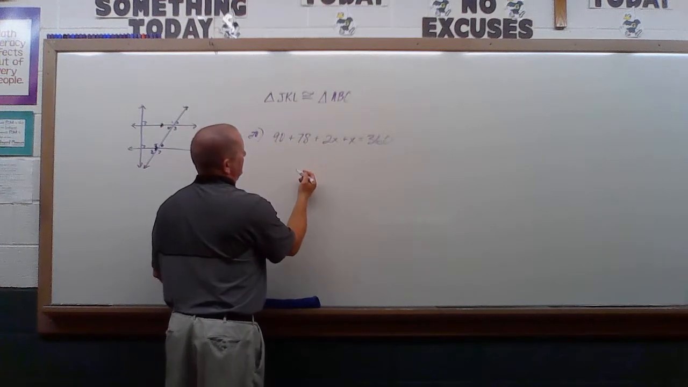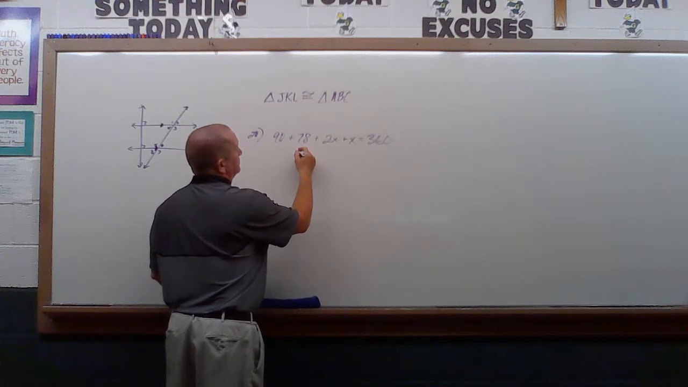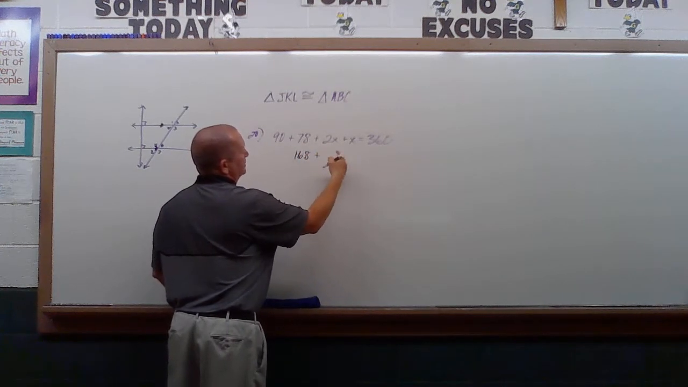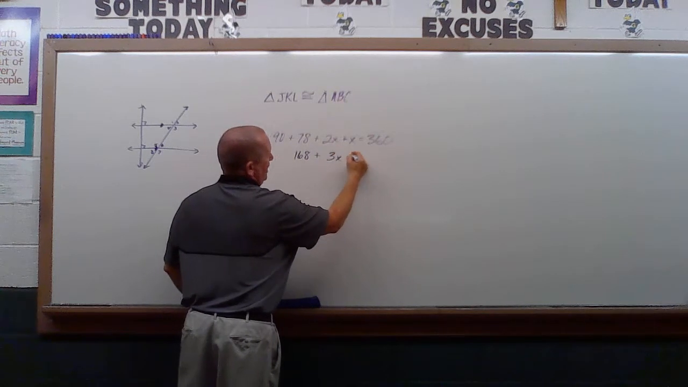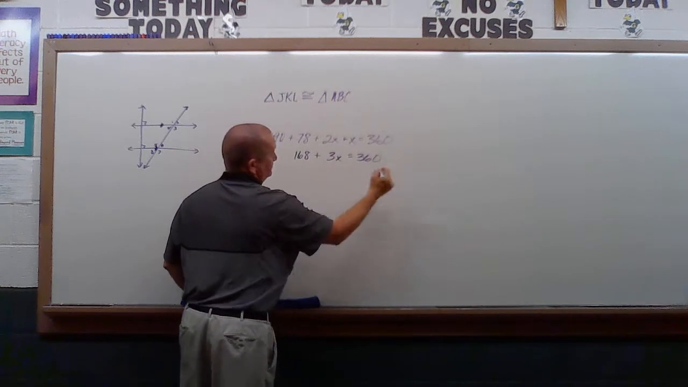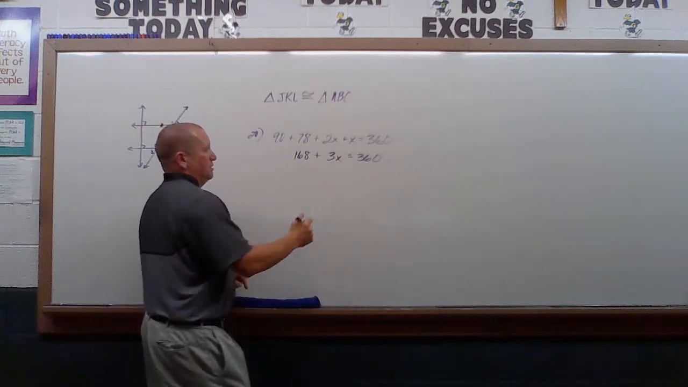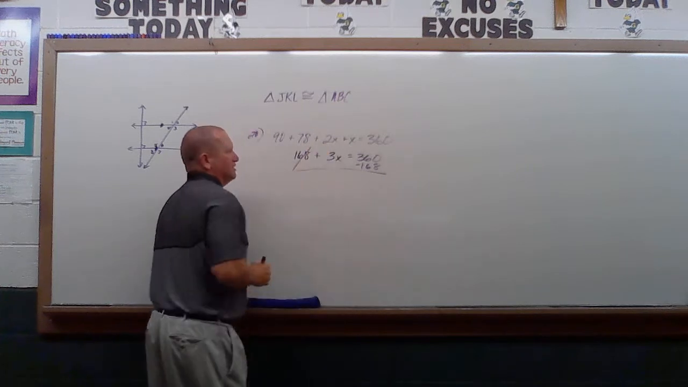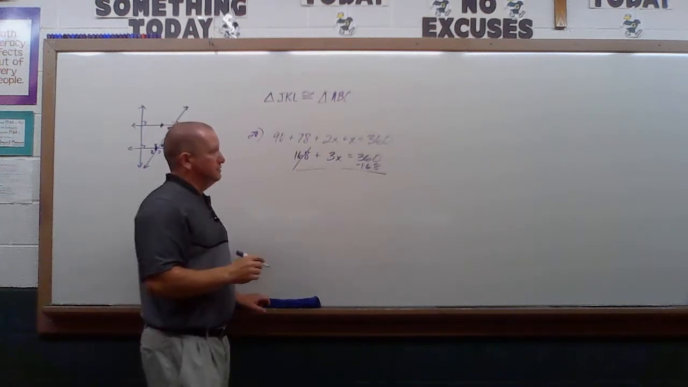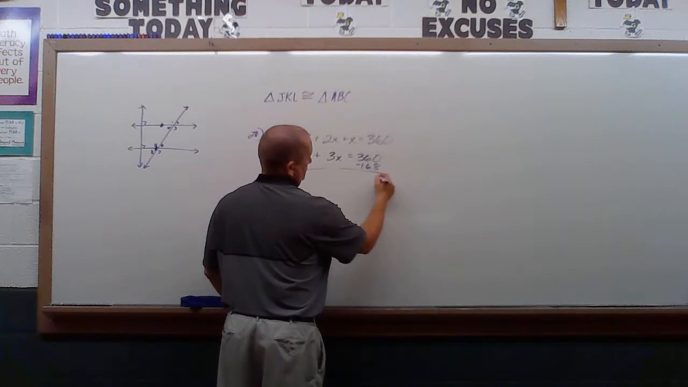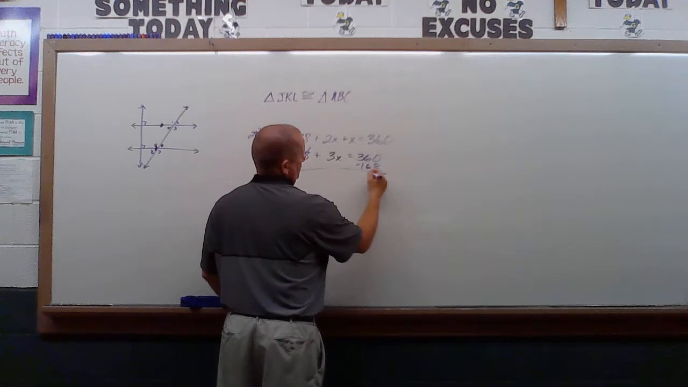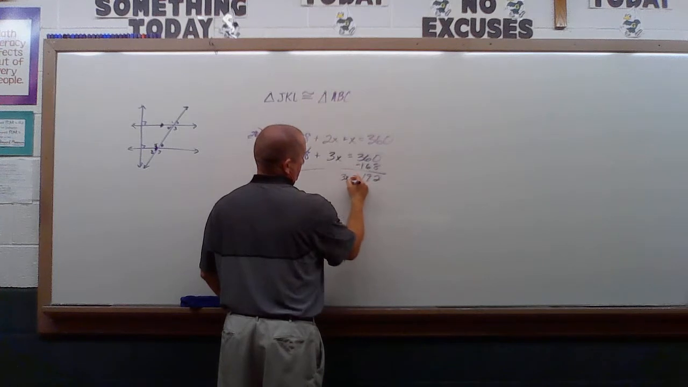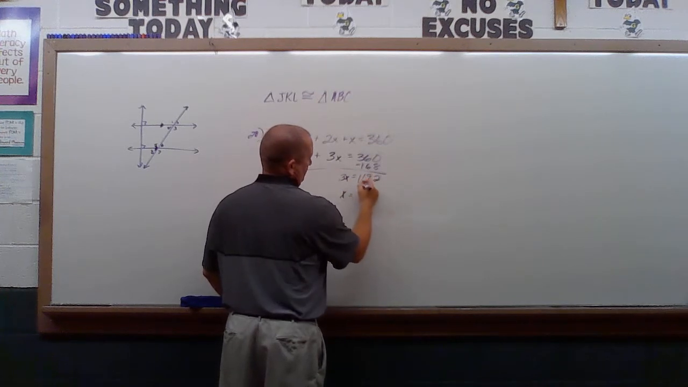What's 90 plus 78? 168. And 2x plus x, I get what? 3x. How do I solve for x? Subtract 168. So what's 360 minus 168? 192. Perfect. 192 equals 3x. X equals, now I'm going to divide by 3.